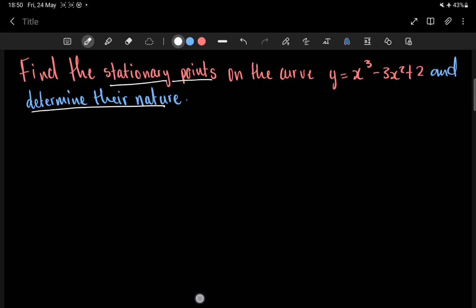So anyway, we have our curve y is equal to x cubed minus 3x squared plus 2. Now, what we know is that if I differentiate, I'm going to get the gradient. And now, how does that help me? Because they want me to find stationary points. I know that a stationary point is the point where my curve turns, right?